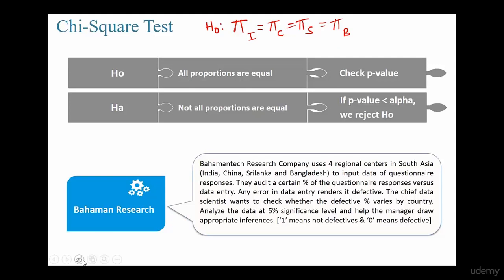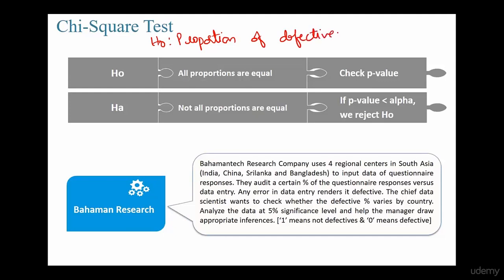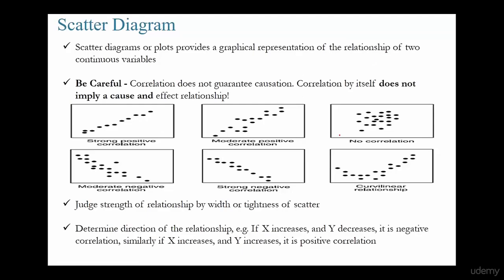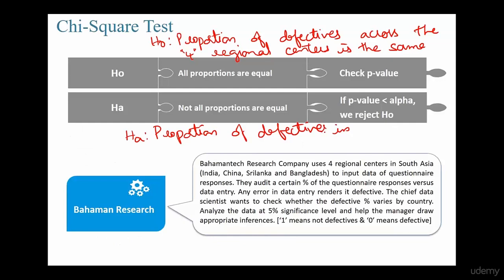You can write it in that way, or you can say that the proportion of defectives across the 4 regional centers is the same. And what does your alternate hypothesis say? The proportion of defectives in at least one center is different. In at least one regional center is different.